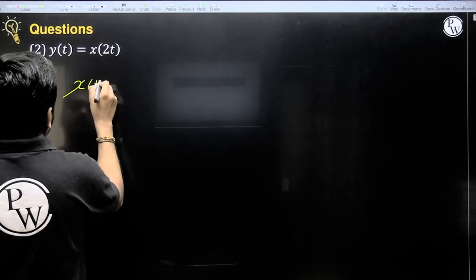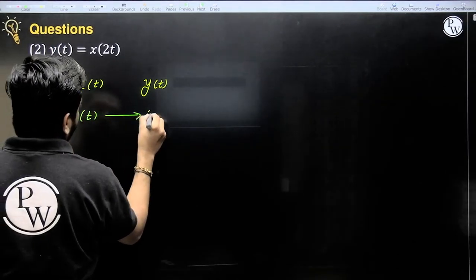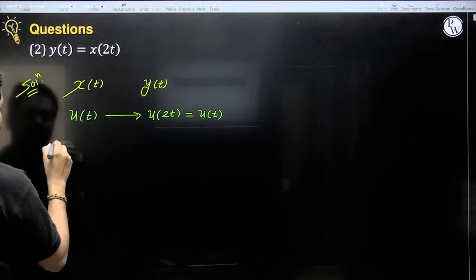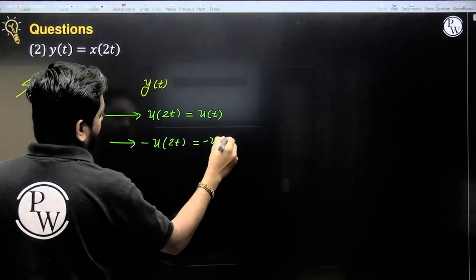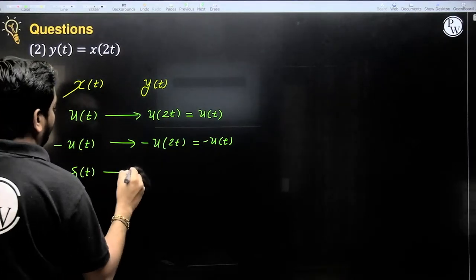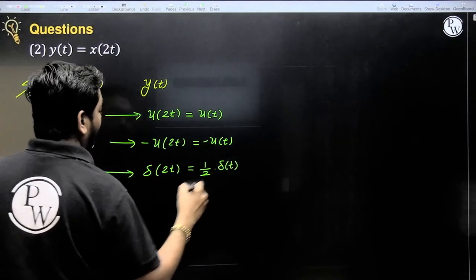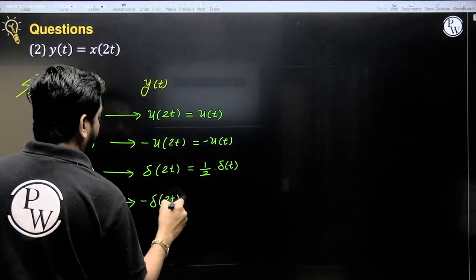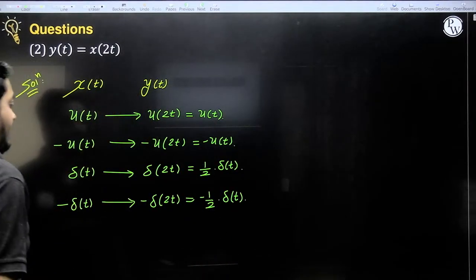Take the input x of t, and check the output y of t. If you take input u of t, then the output is u of 2t. Now if you take minus u of t, the output is minus u of 2t. Correct. Now take delta t, the output is 1 by 2 delta t; and minus delta t, the output is minus 1 by 2 delta t.